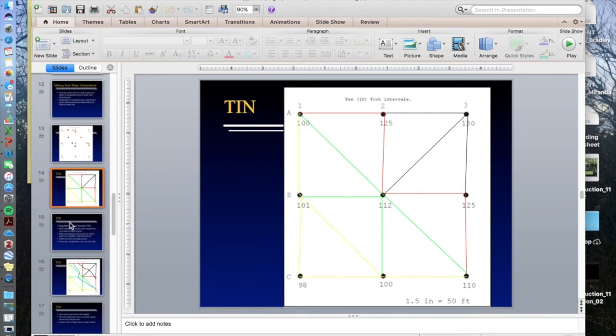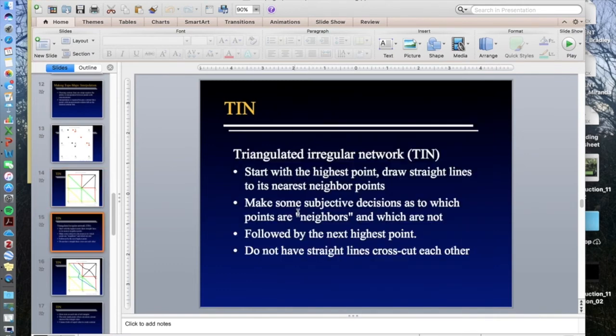And so on. So, a couple of tips. We're doing triangulated irregular networks, which is we're looking at the highest point, drawing straight lines to its nearest neighbors, and then start making decisions as to whether these are neighbors or if they are going to be excluded. So these are really rarely straight lines, and our contours can't cross each other, so keep that in mind.